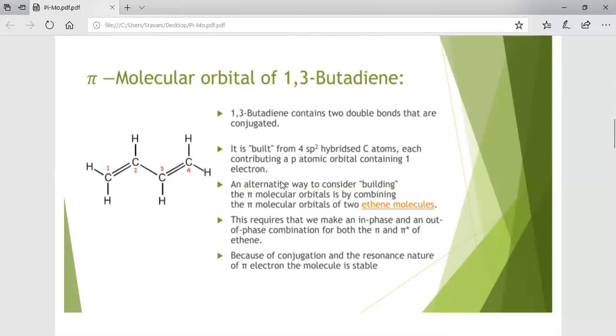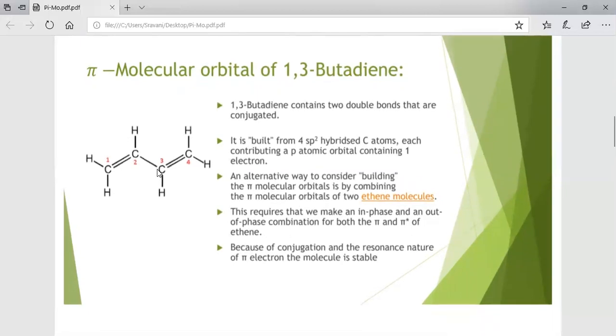The other method of building the pi molecular orbitals of butadiene is by the combination of the pi molecular orbitals of two ethene molecules. Here we observe these 4 carbon atoms. These 4 p orbitals, which are associated with 1 electron each, are going to form the bonding molecular orbitals and anti-bonding molecular orbitals.